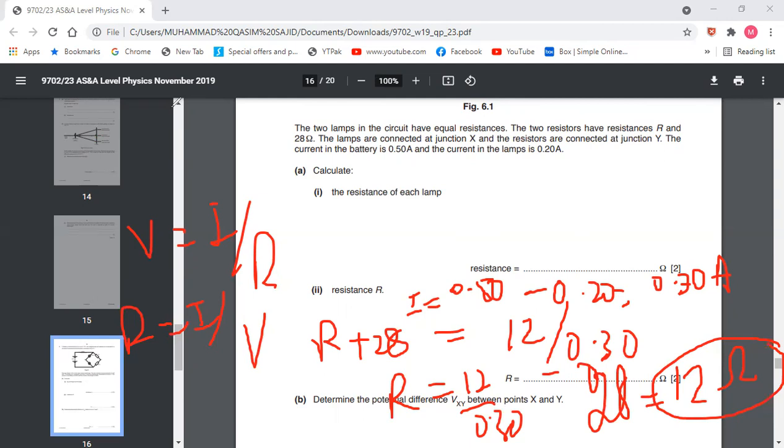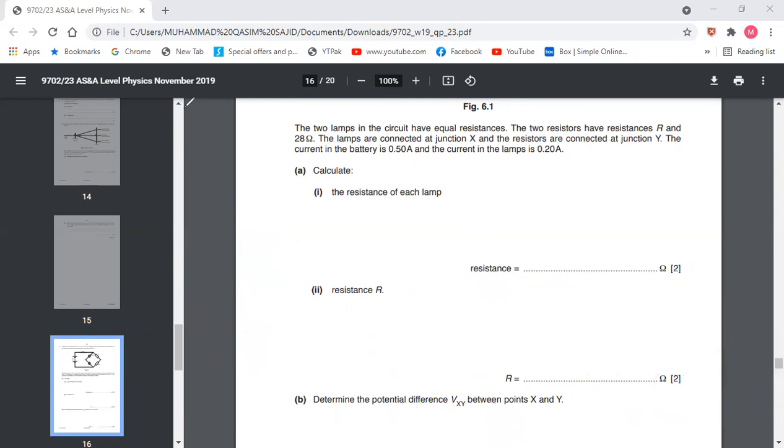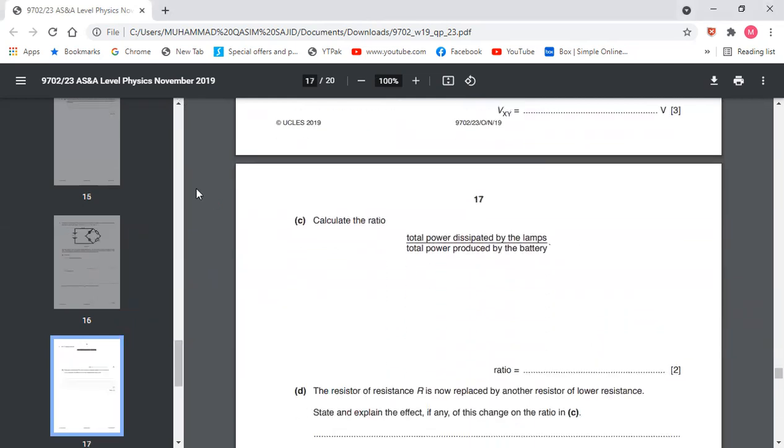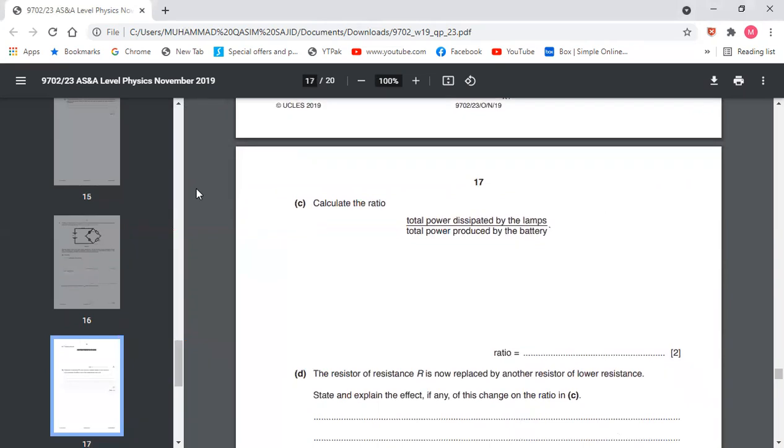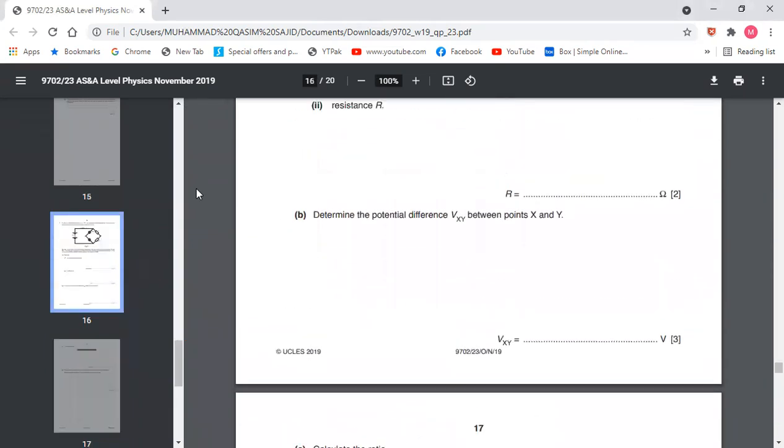Done, sir. Okay. Now, for the next part, calculate the ratio. No, just a minute. This is the potential difference part. Determine the potential difference between point X and Y. So how to find the potential difference? P equals VI. So what is the value of potential difference across X?